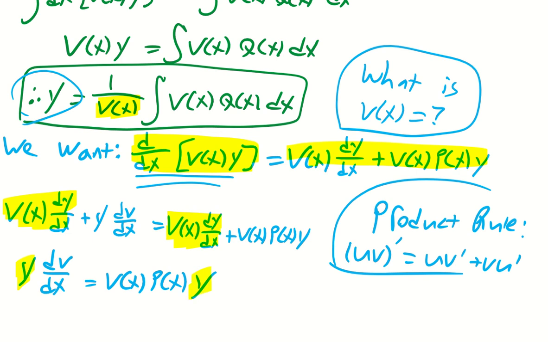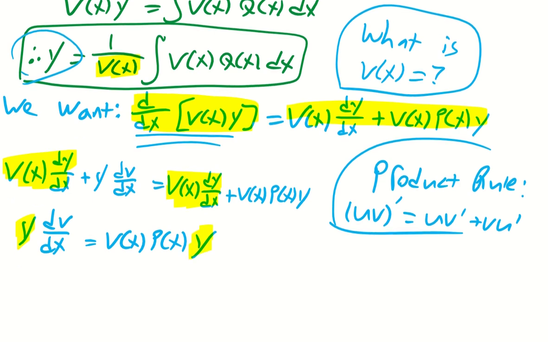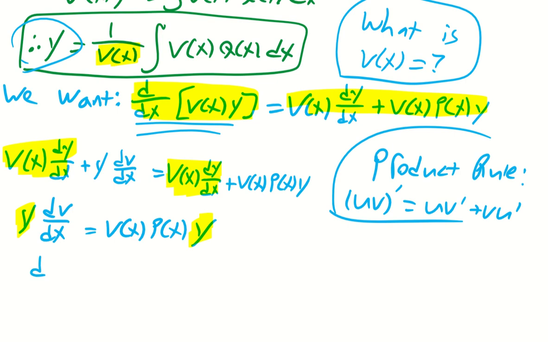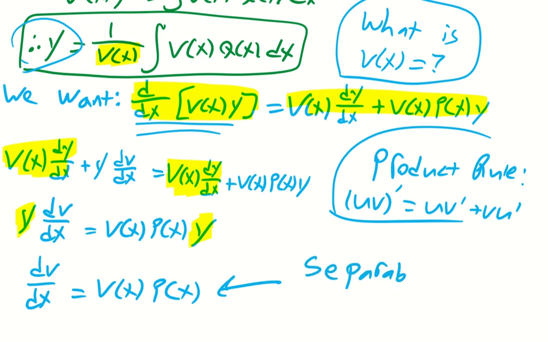Here's a y, here's a y. We can divide both sides of the equation by y to further simplify it. So now we have dv/dx is equal to v of x p of x. We still want to know what v is. But look, right here, we actually have a separable differential equation. And we know how to solve that.